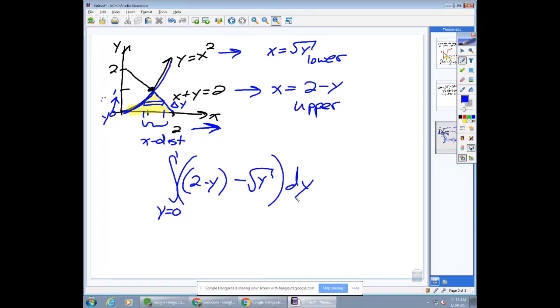So I should be able to get the same result by evaluating this in one shot. So give it a try, see what happens. Find an antiderivative, evaluate at the endpoints, see if we get the same number.